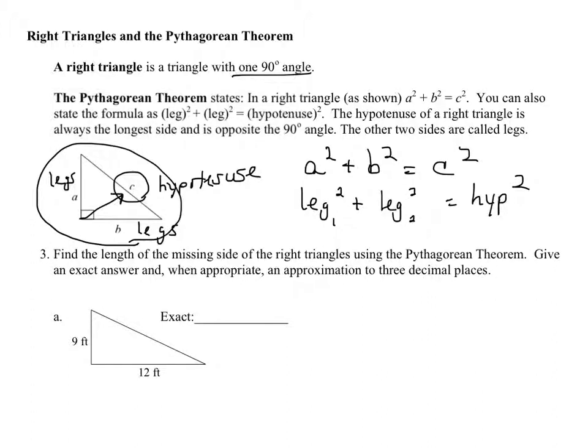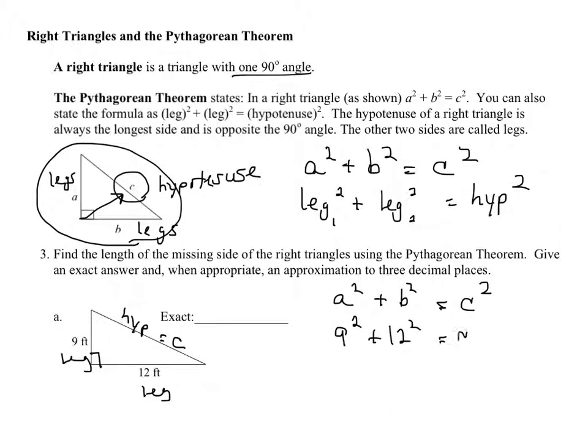Let's look at number 3. Find the length of the missing side of the right triangle using the Pythagorean theorem. Give an exact answer and, when appropriate, an approximation to 3 decimal places. So in this first case, we have a leg and we have a leg, but we are missing the hypotenuse, which is always c. So a squared plus b squared equals c squared. We don't know c. A is 9, b is 12, and we don't know c.